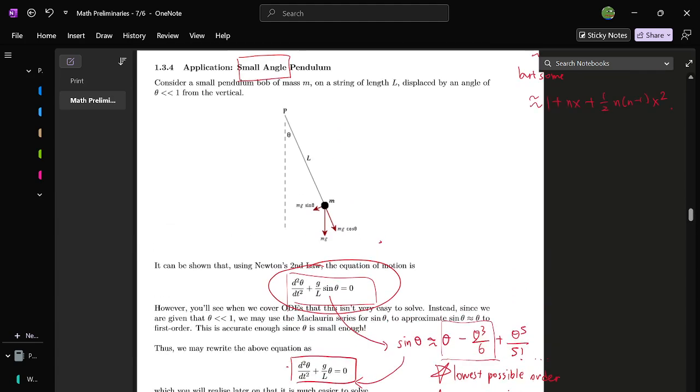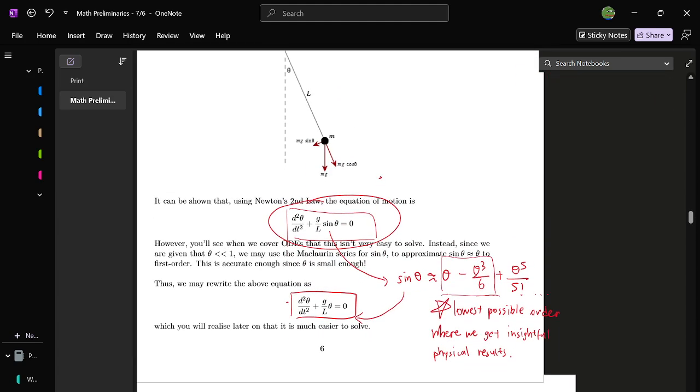Alright, so that is for differentiation and Maclaurin and Taylor series.